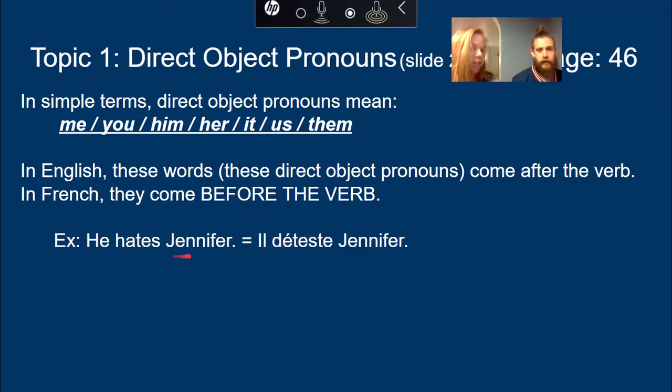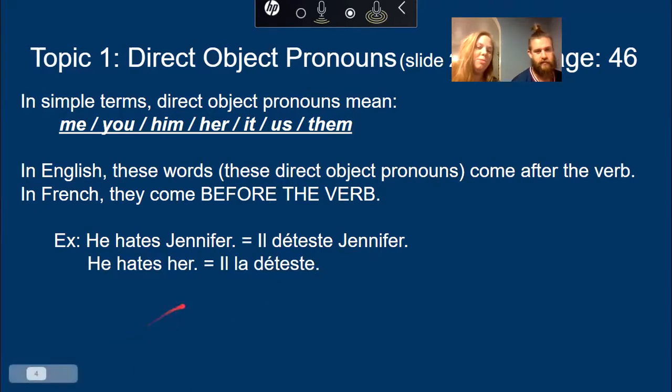So he hates Jennifer would be, do you want to give this a shot? Il déteste Jennifer? He hates her. Il la déteste. Yes. So you see how your object pronoun has come before your verb instead of after it? That's different than what you're doing.